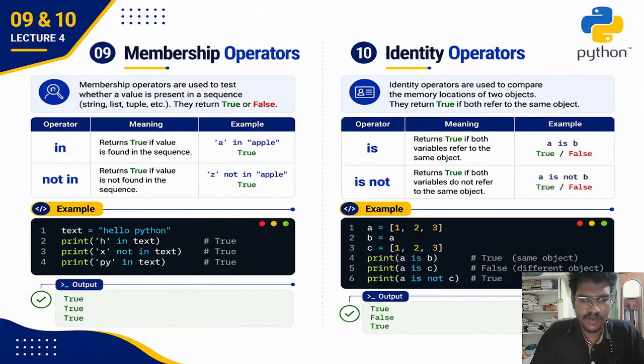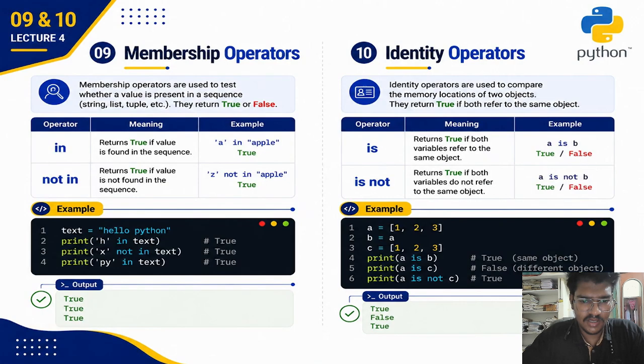When we do A is equal to the list 1 2 3, Python creates a new list object in memory and stores its address in A. And when we do B is equal to 1 2 3, Python creates a new list object in memory and stores its address in B. So A and B have the same content. They both contain 1 2 3, but they are two distinct objects.